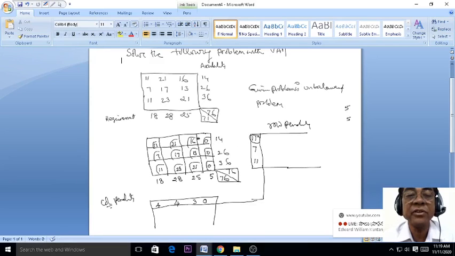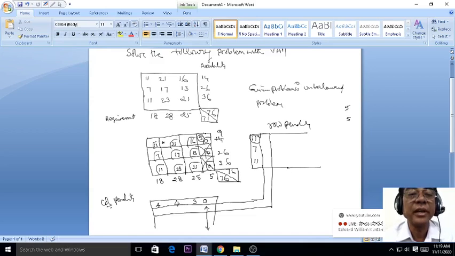5 and 14. Out of these two, the minimum element is 5. If I shift 5 here, I have to cancel this. I have to cancel this. Next subtract 9. So there is no element in this row. Next go to the second set of reading. Same procedure.